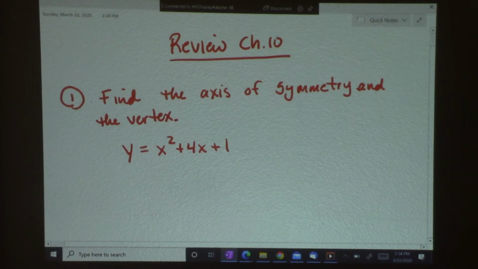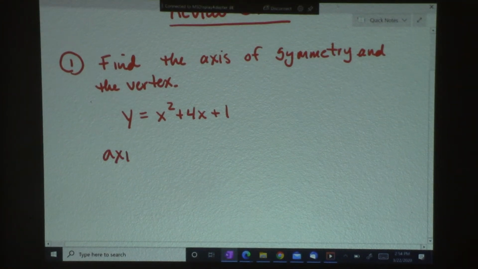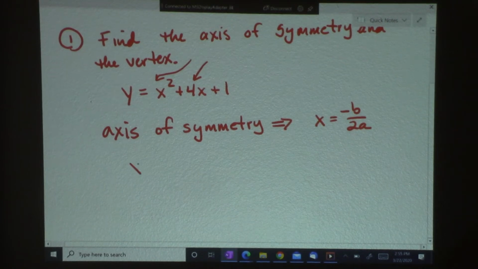Okay, now a formula that you're going to have to memorize is this. To find the axis of symmetry, you must use this formula: x equals negative b over 2a. x equals is an equation of a vertical line. So we're going to use our coefficients of a and b to figure out what that is. It's really not that hard. You just have to memorize the formula.